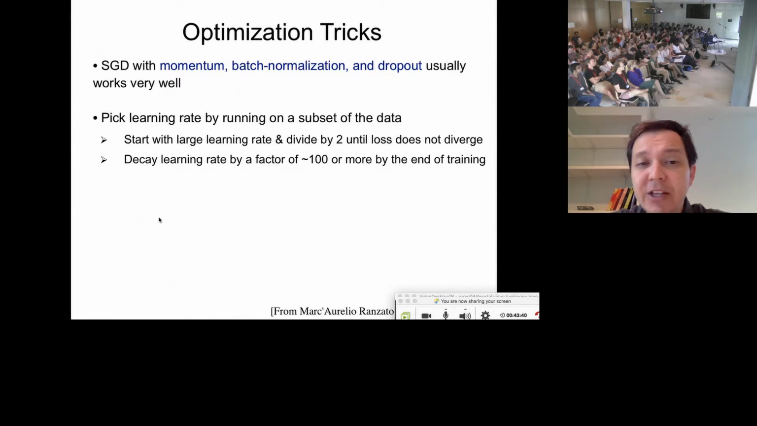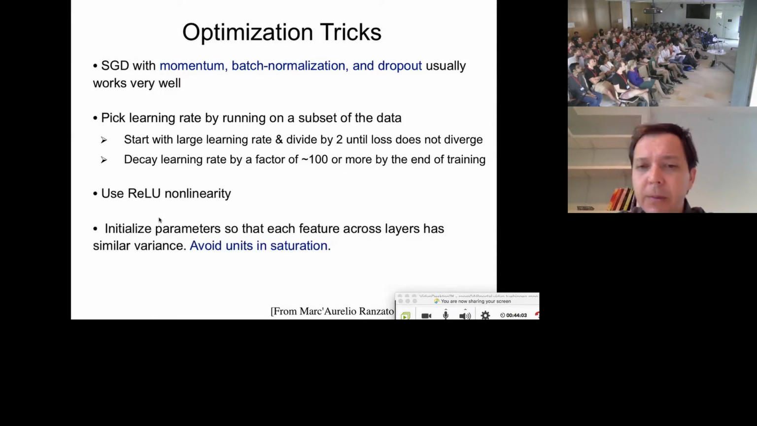In terms of optimization tricks, you still have to choose the learning rate, and there have been a few recent algorithms. There's something called Adam, Adagrad, RMSprop, and such. But generally, you pick your learning rate by running examples on a subset of the data. You start with a large learning rate, you divide by 2 until the loss doesn't diverge, and so forth. So there are a few tricks that people are using to choose the learning rates, and unfortunately it's still not automated. You still have to pick it by hand.